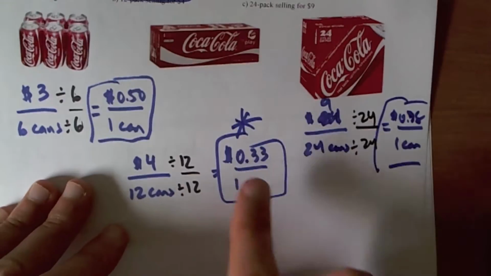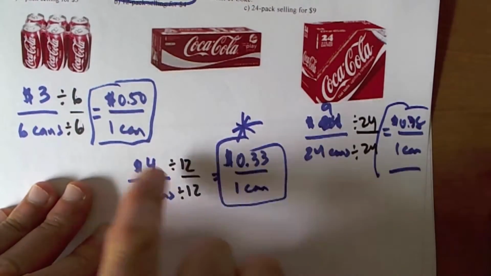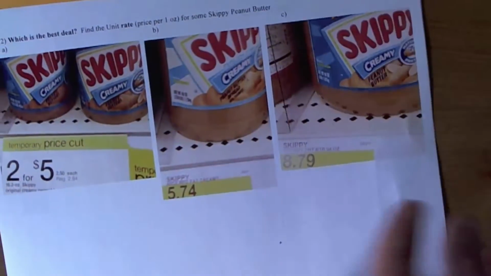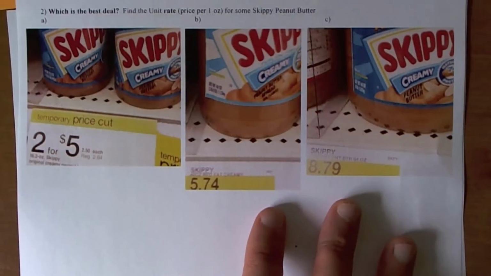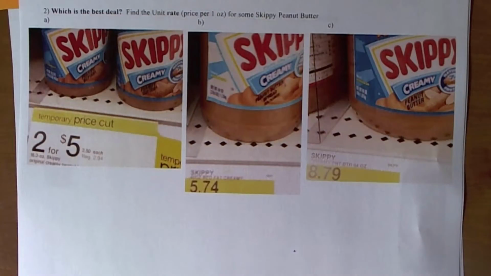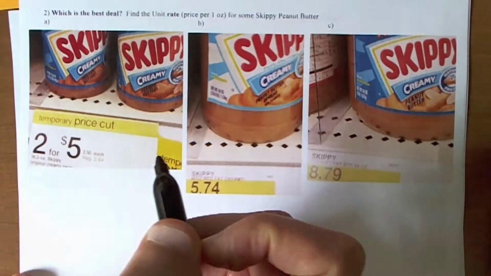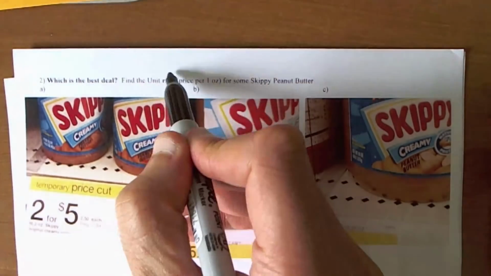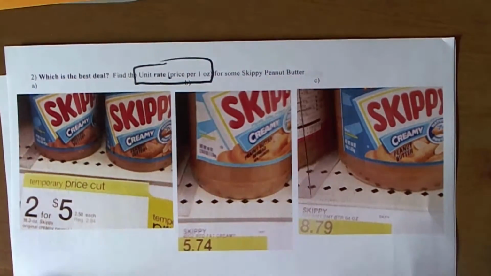Okay, rates and ratios. This is the unit rate. We divided by an equivalent form of 1 to find out which is the cheapest. Let's see if you can do the same thing here. So I've got some peanut butter. This is actually photos that I took at Target a few years ago. The prices are probably a little bit different. So I want to find the unit rate, the price per 1 ounce.